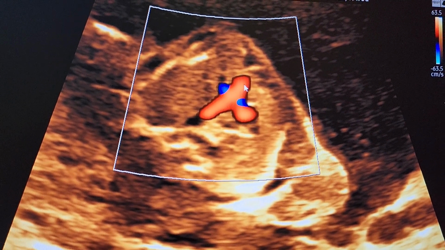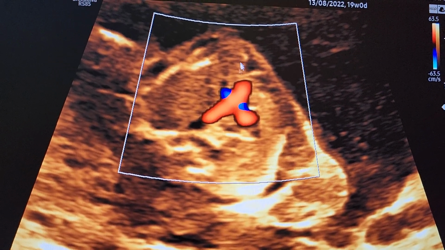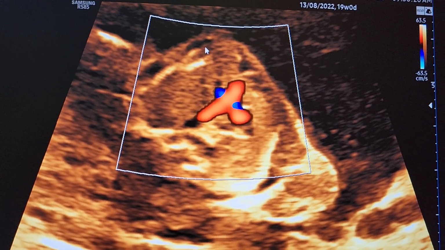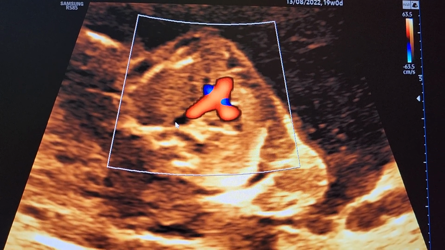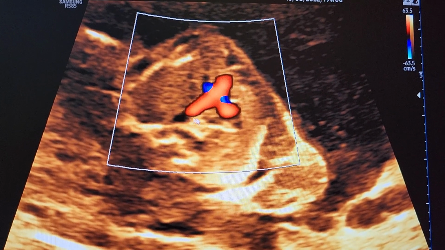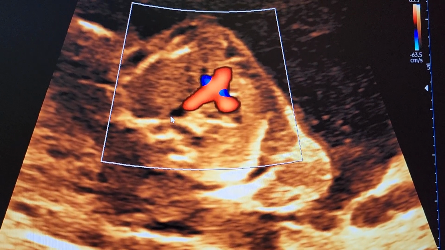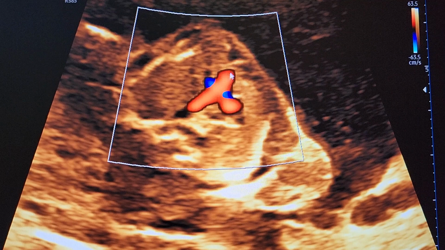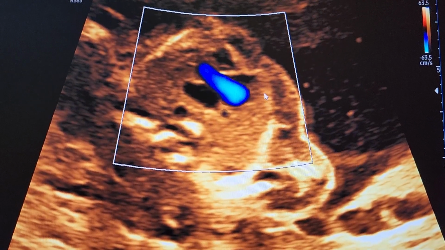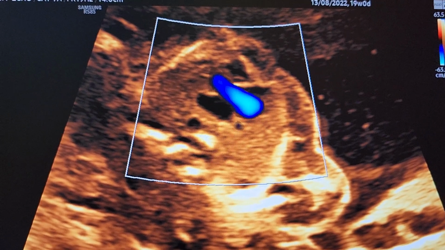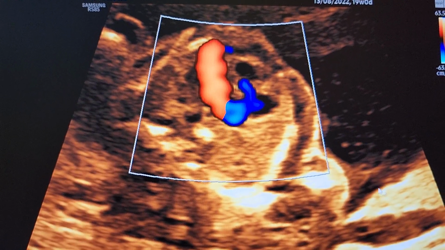So this is a duct dependent circulation. Because the pulmonary valve is atretic, no blood is coming from RV into the pulmonary artery. Blood is coming in a reversed fashion from the distal aorta across the ductal confluence in a reversed flow into the ductus arteriosus and pulmonary valve. Now this is the LVOT in blue, which is antegrade flow, normal flow.